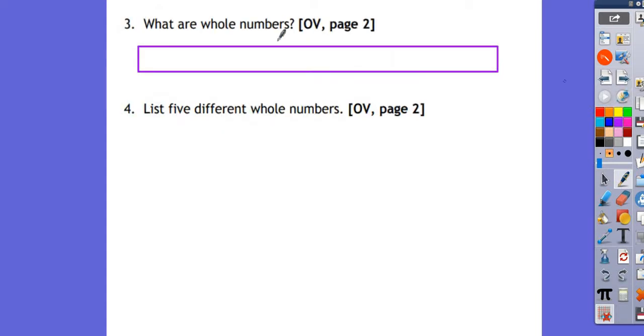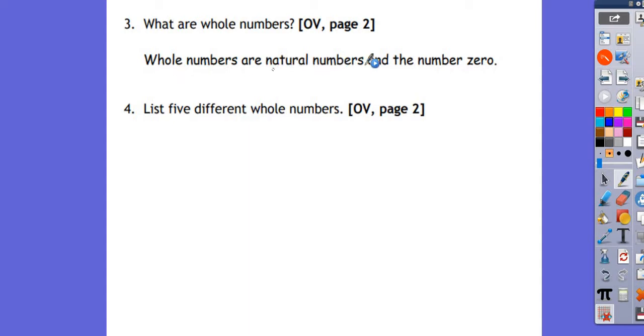Then number 3, what are whole numbers? Whole numbers are your natural numbers and the number 0. So it says list 5 different. I would start at 0, 1, 2, 3, 4, and it keeps going on. Those are whole numbers.